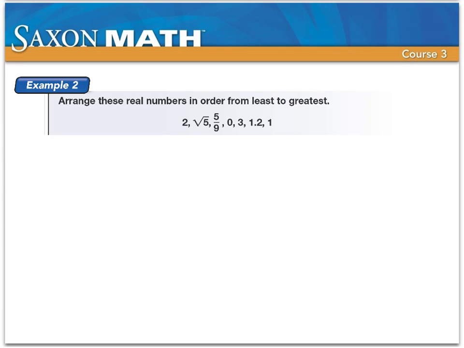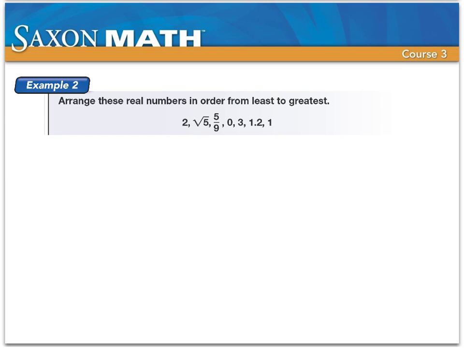Example 2 says to arrange these real numbers in order from least to greatest. So we've got 2, the square root of 5, 5 ninths, 0, 3, 1.2, and 1. We need to get all of these numbers in the same form, so let's convert anything that's not a decimal to a decimal. Well, 2 is easy, 0 and 3 are easy, 1.2 is easy, 1 is easy. So all we need to do is convert the square root of 5 to a decimal and 5 ninths to a decimal.